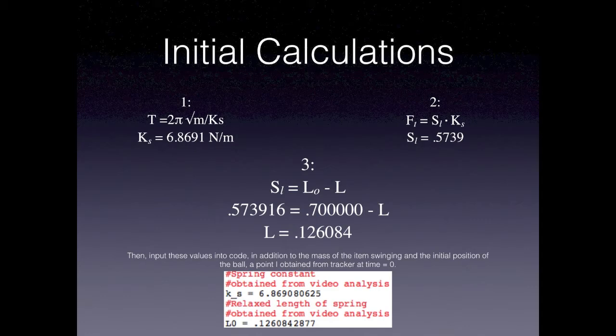Then, input these values into code, in addition to the mass of the item swinging and the initial position of the ball. These values can be found from Tracker. The code inputted is simple, and is shown at the bottom of the screen here.